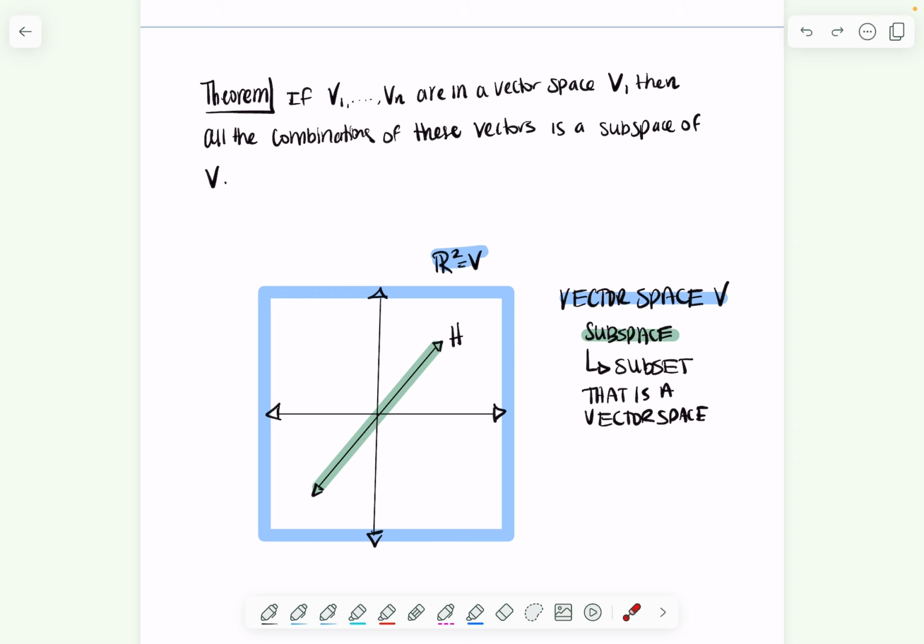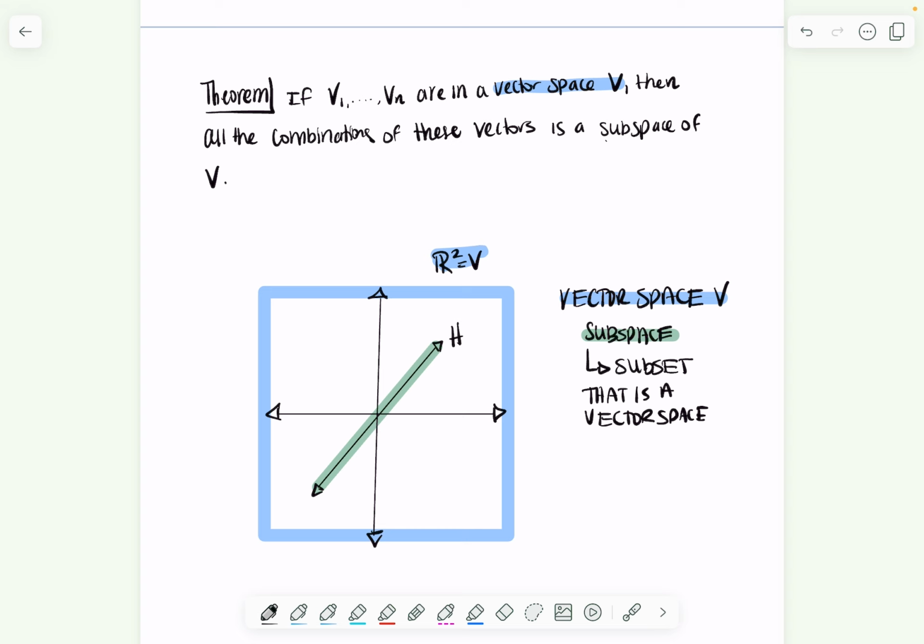So I am telling you that this subset is a subspace, and I'm calling it H. So that's what I'm telling you. It's given to you that this is a subspace of V. So in other words, this subset satisfies the conditions of a vector space, so therefore we can call it a subspace of V. Now let's look at what the theorem says. The theorem says that if you have just these vectors inside V, this box, then all of the combinations of those vectors is a subspace of this box.